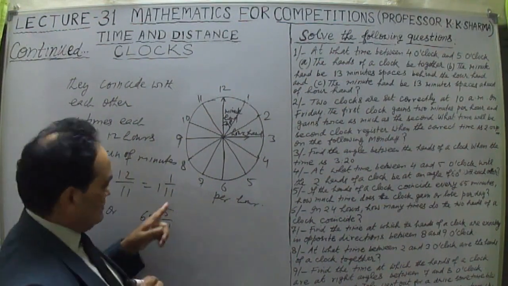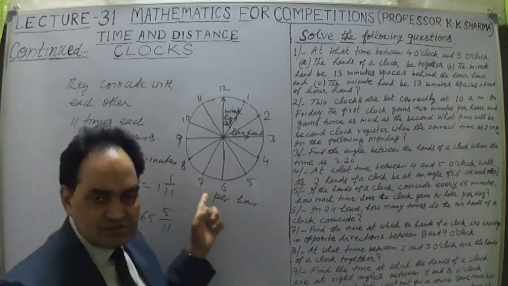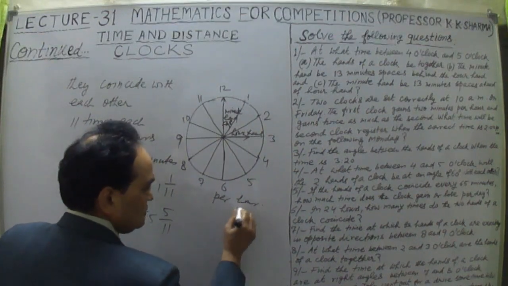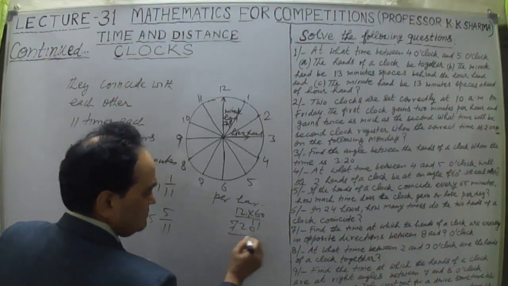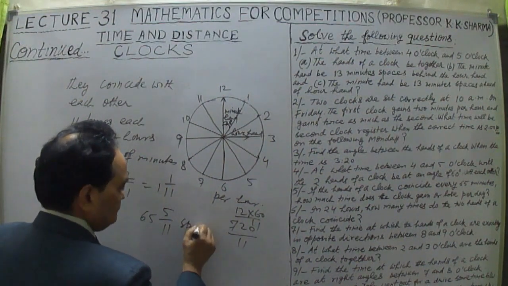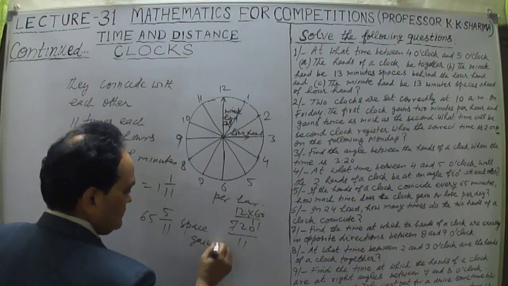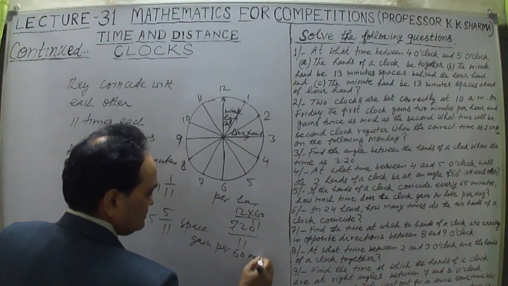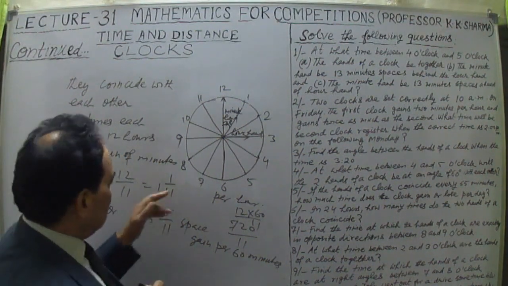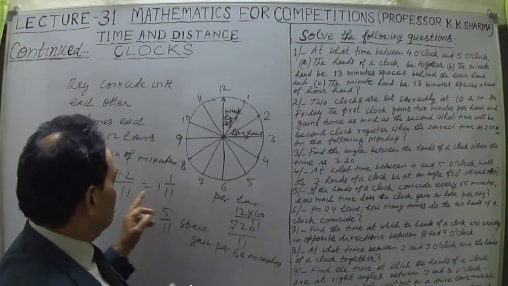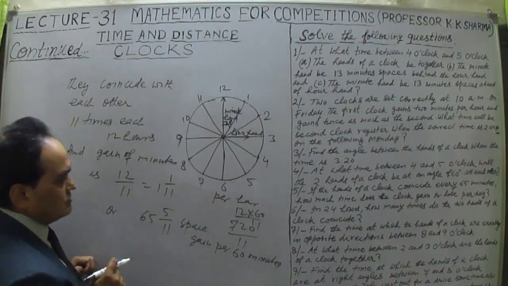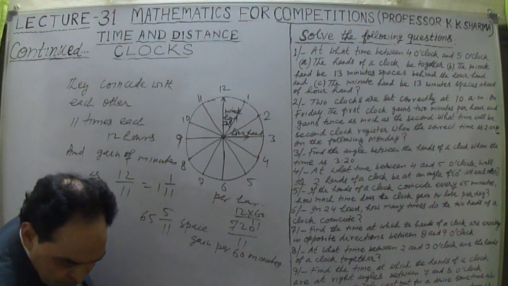Why? Because if I take this 12 upon 11 and multiply this by 60, so 12 into 60 upon 11, which is 720 upon 11. If I divide by 11, it will be 65 and 5 upon 11. This is the space gained per 60 minutes. Per 60 minutes, or in 1 hour, this 65 and 5 upon 11 will be gained. And per 12 hours, 11 times this space is gained between the two hands. So this is how the hands are being discussed.